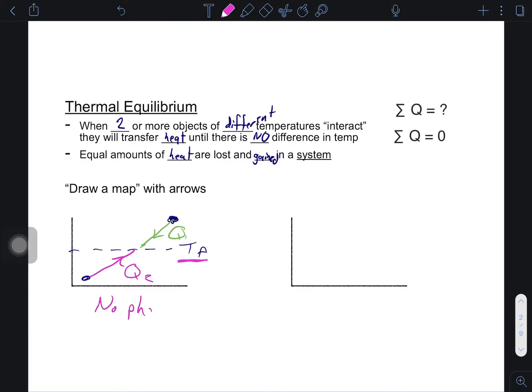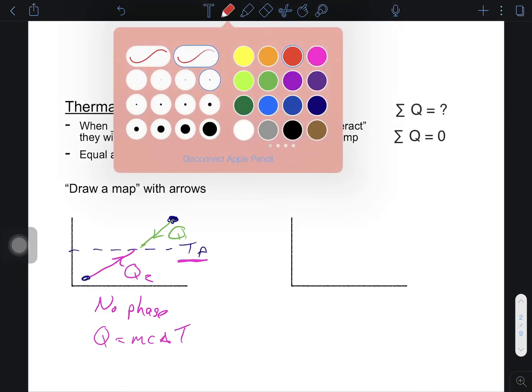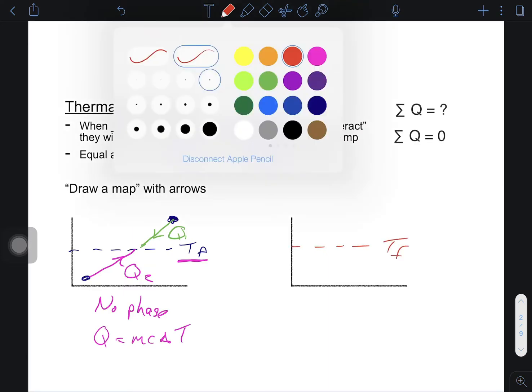Now, in these situations, and this is what we are focusing on in this lesson, there's no phase change. It's just two objects, no phase changes, just gaining or losing heat. So we're going to be using Q is equal to MC delta T, because these are temperature changes, not phase changes. Now, that's all great. However, that is not the reality of all these situations.